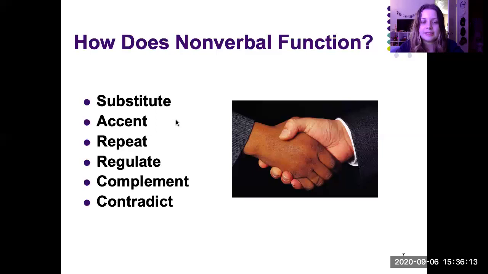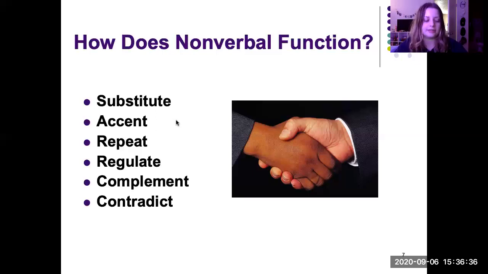Repeating is basically giving a verbal and nonverbal message at the same time. So for substitute it was a thumbs up, and in the sense of repeating it would be saying sounds good, and you would be doing both of those.